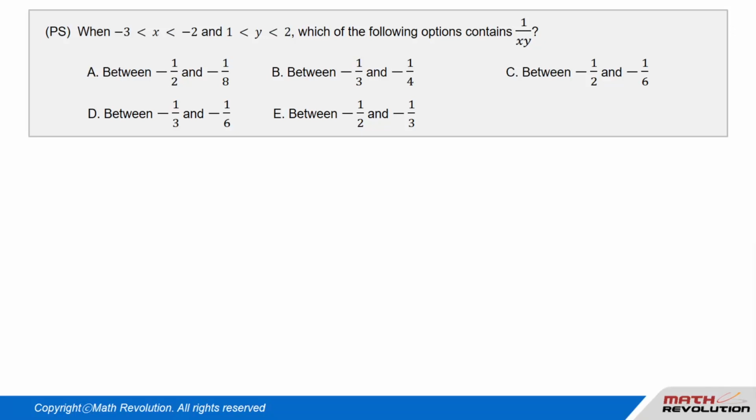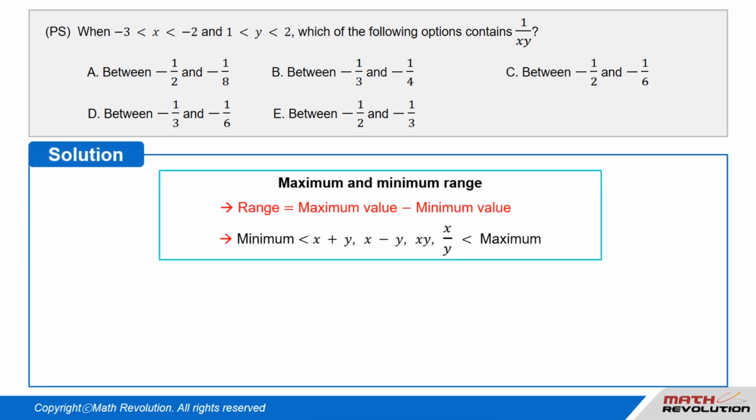Question. When -3 is smaller than x, which is smaller than -2, and 1 is smaller than y, which is smaller than 2, which of the following options contains 1 over x times y? Solution.